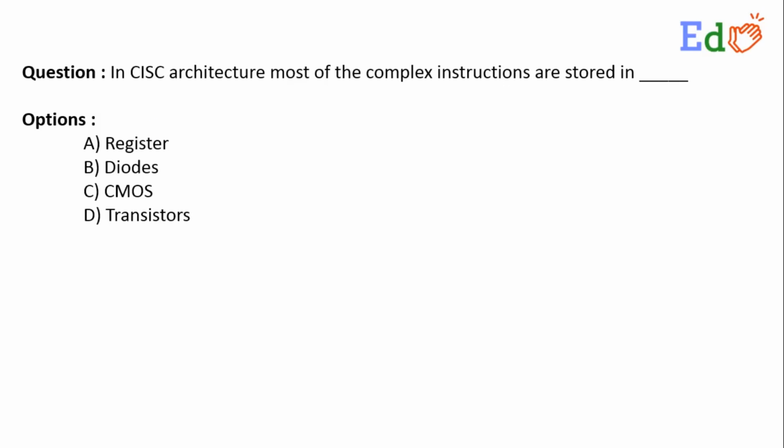We have a question. In CISC architecture, most of the complex instructions are stored in dash. The options are A. Register, B. Diodes, C. CMOS, D. Transistors.